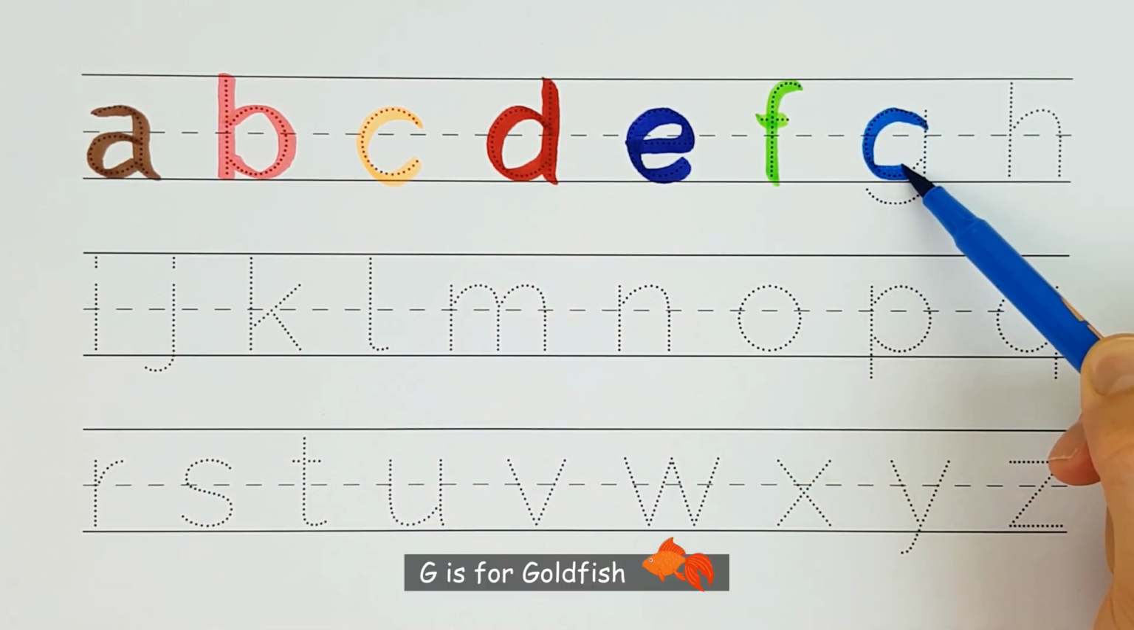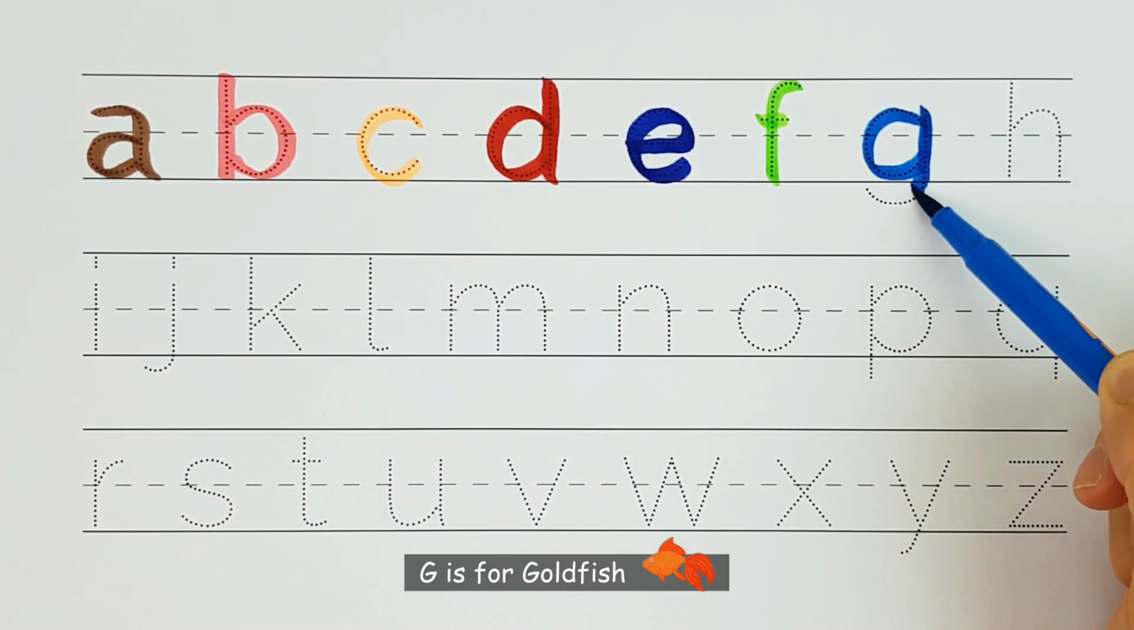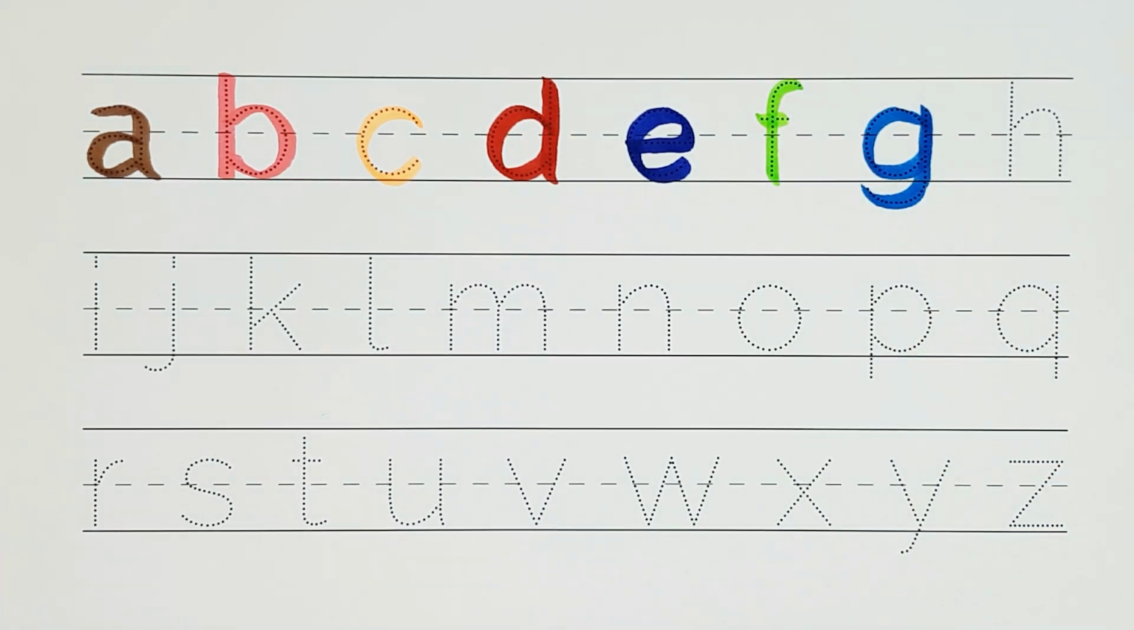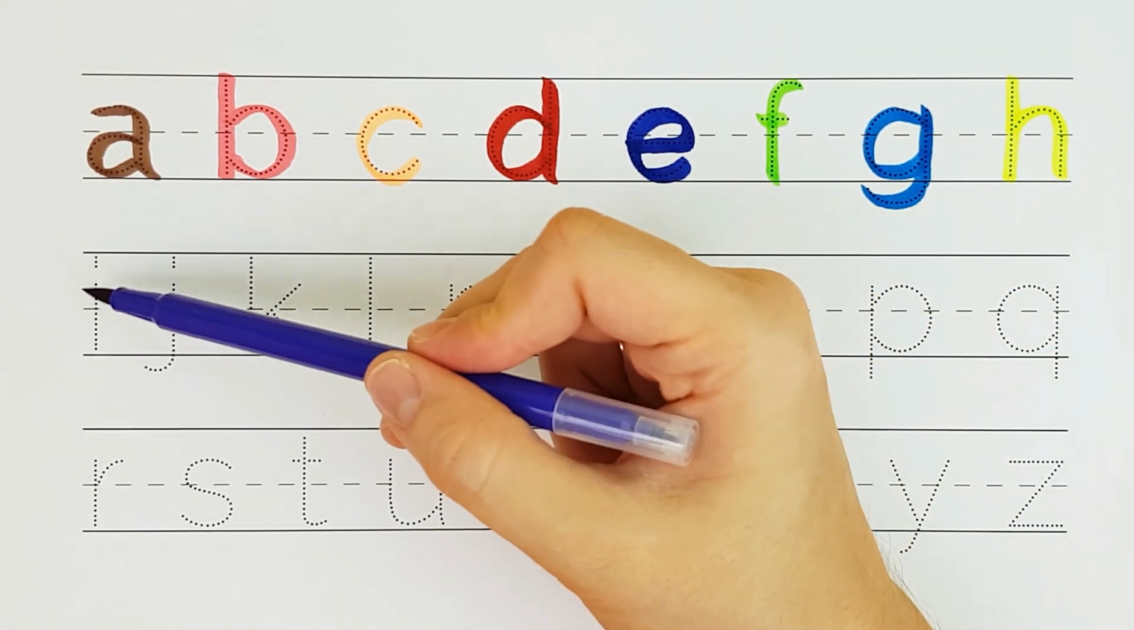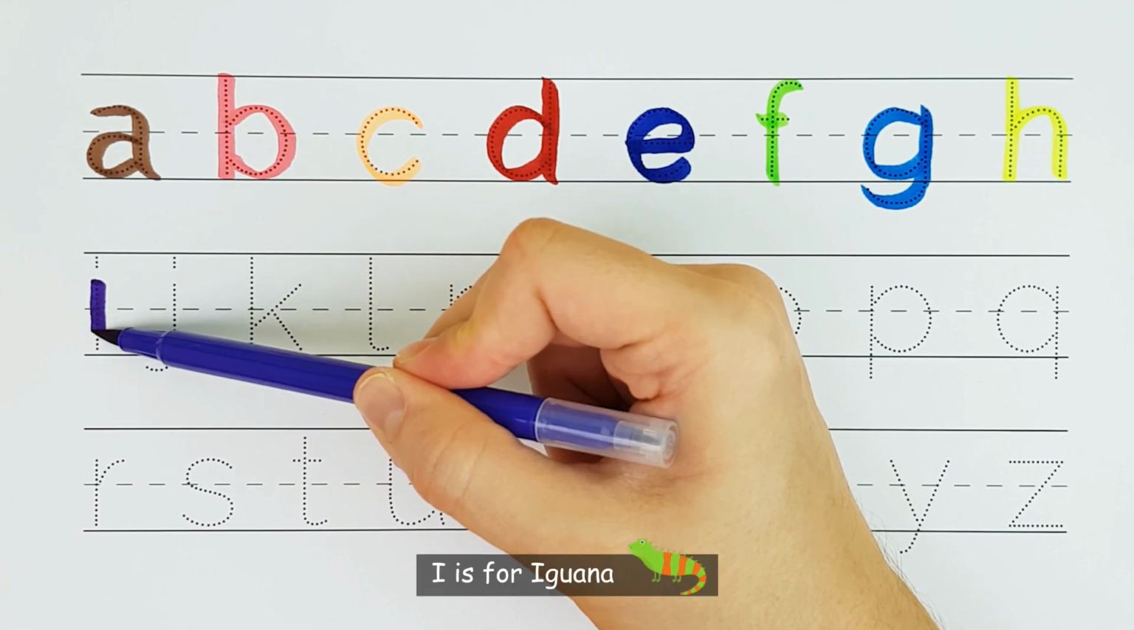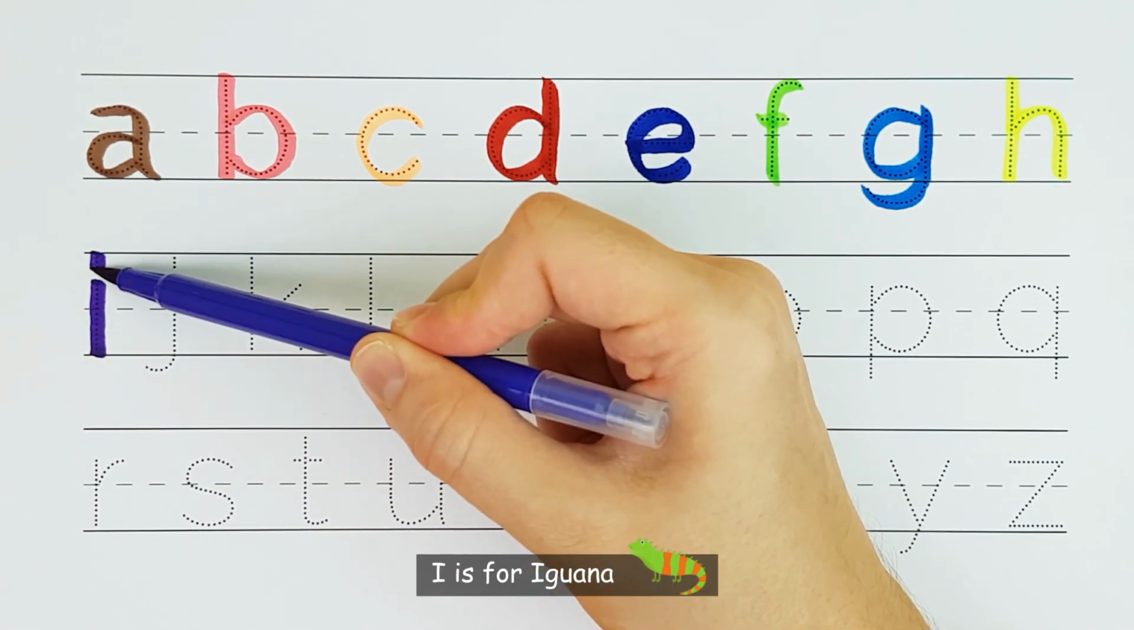G. G is for goldfish. H. H is for hummingbird. I. I is for iguana.